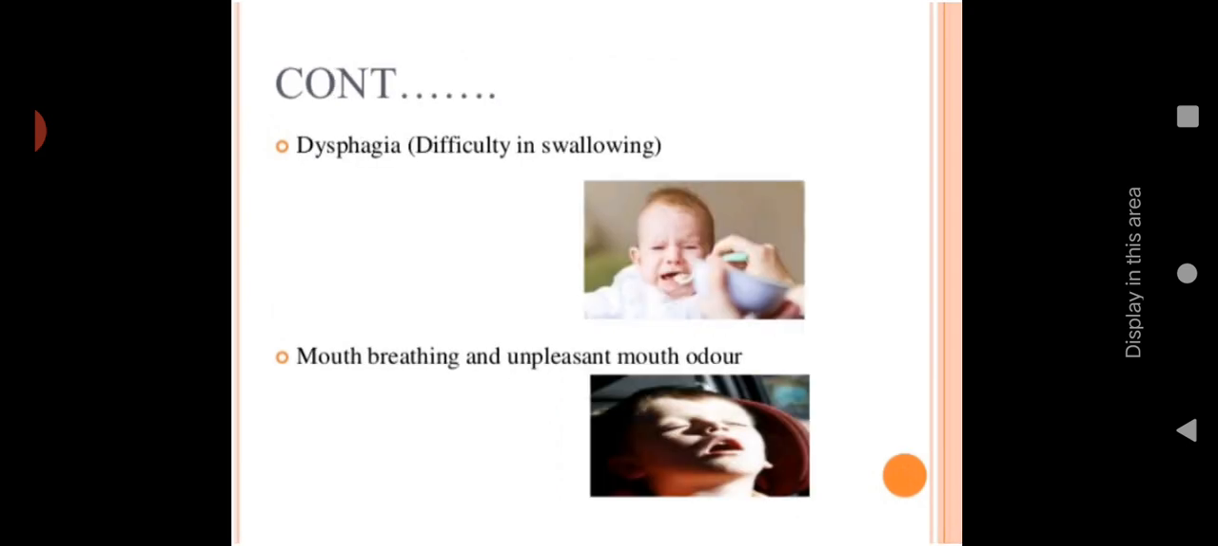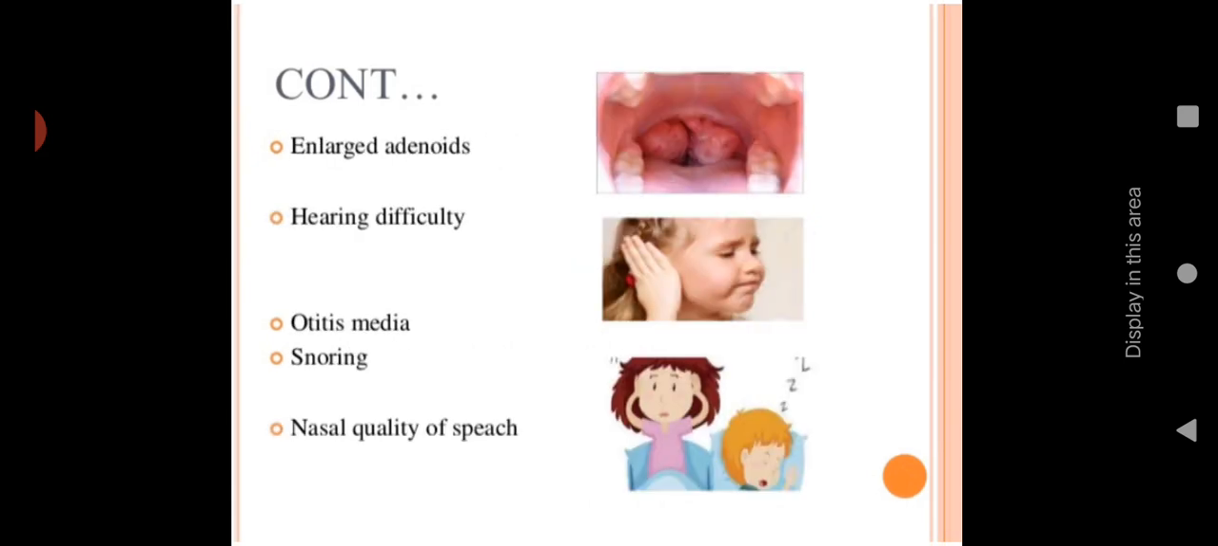As I told you before, due to the increased size of the tonsil, it may obstruct the respiratory and digestive tract. So difficulty in swallowing will be there. Mouth breathing and unpleasant mouth odor. Because of the obstruction, they can't take nasal respiration, so they are always doing mouth breathing, and there is some unpleasant smell from the mouth due to bacterial multiplication. Then the adenoids also get enlarged, you can see in the picture.